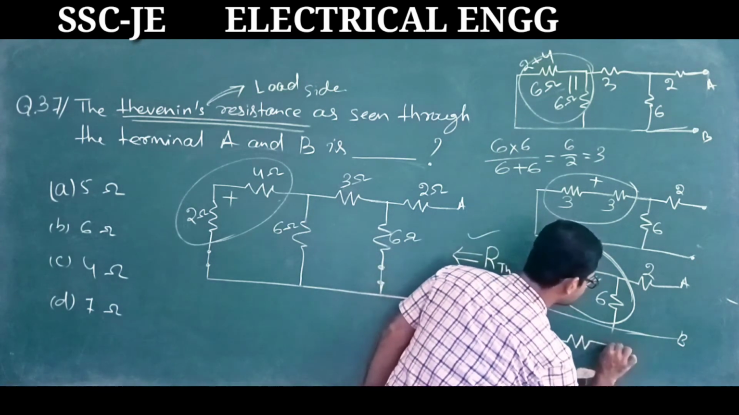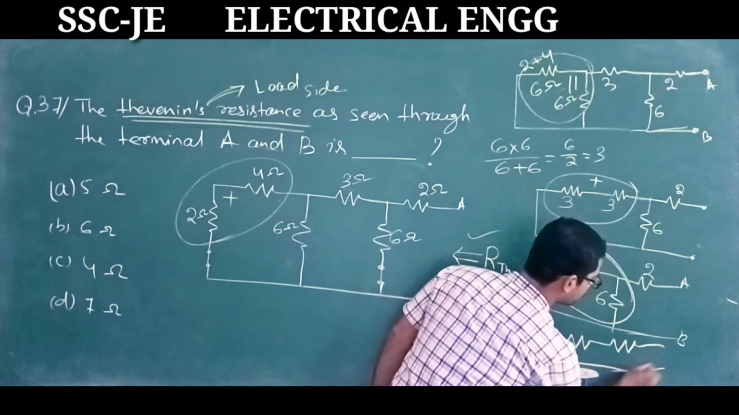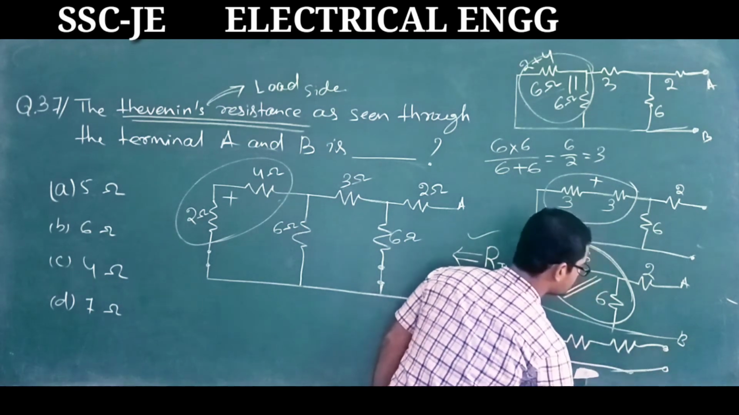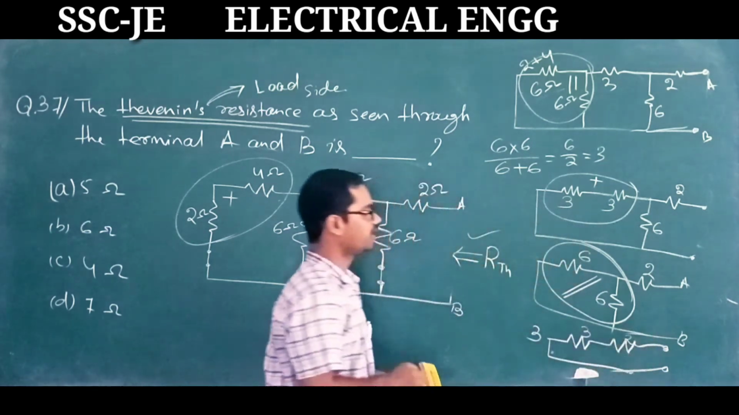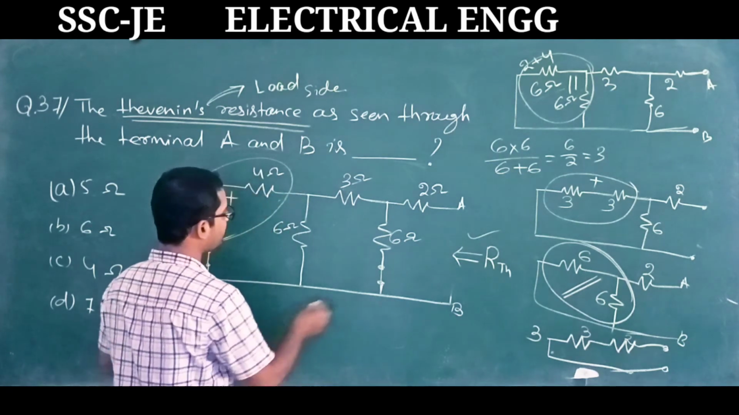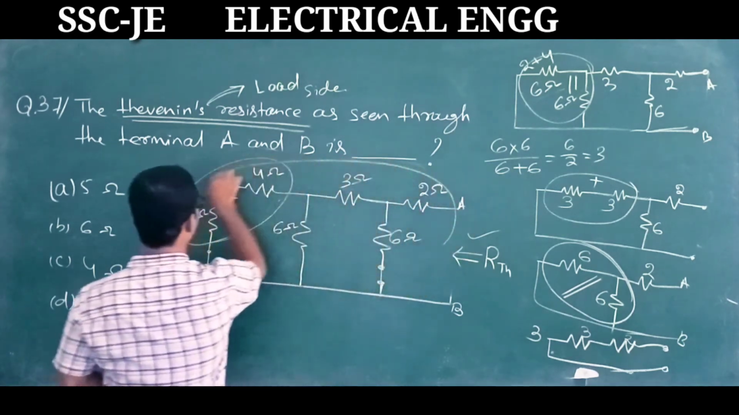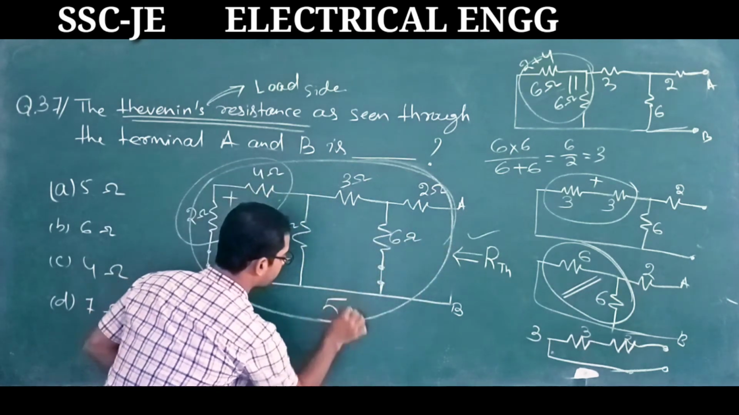Finally you are getting the resistance like in your circuit. This is A, this is B. So this is 3 ohm and this is your 2 ohm. So 3 plus 2 is 5 ohm. So finally you are getting your 5 ohm combination, the total combination.